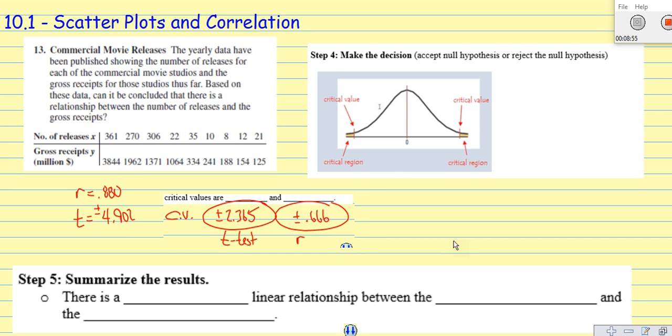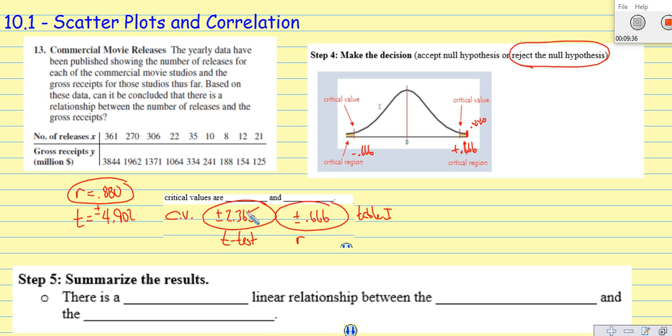Okay, so now let's tie this all together. We have our normal distribution curve again that we were looking at before, and we know a couple things. This critical value right here could be thought of as negative 0.666 or as positive 0.666. If that was the case, we would use our correlation coefficient. Our correlation coefficient is 0.880, which means I would be inside the critical region, which means I would reject the null hypothesis. Remember, I pulled that information from table I.